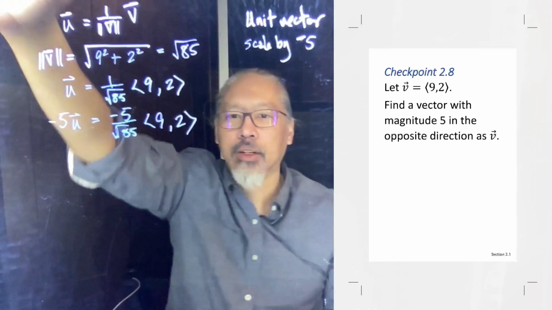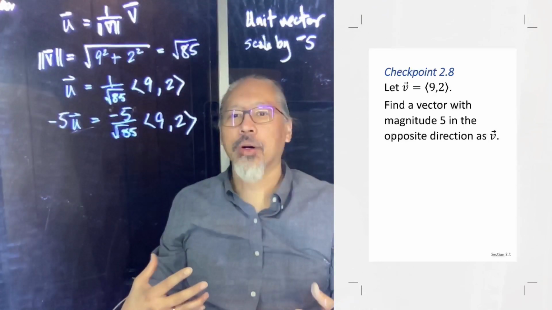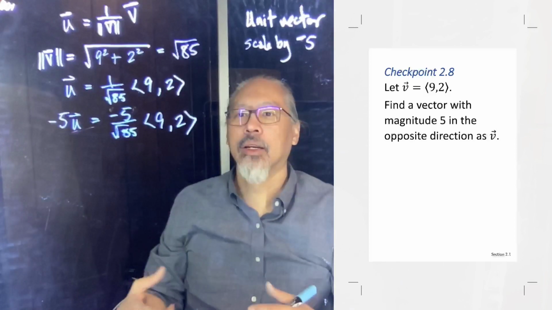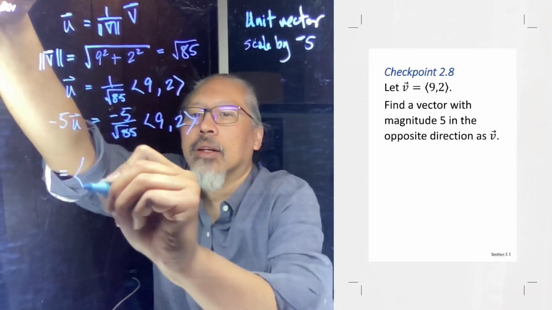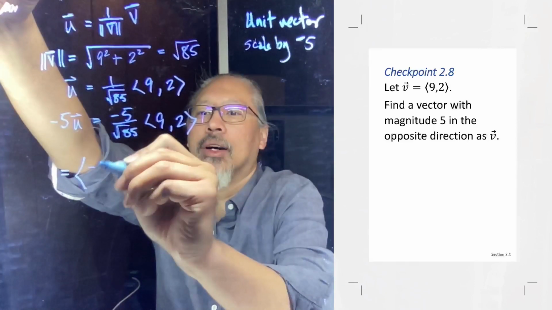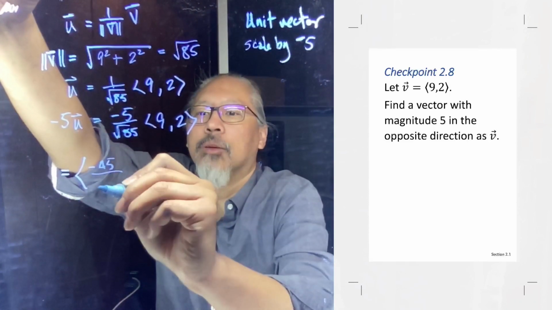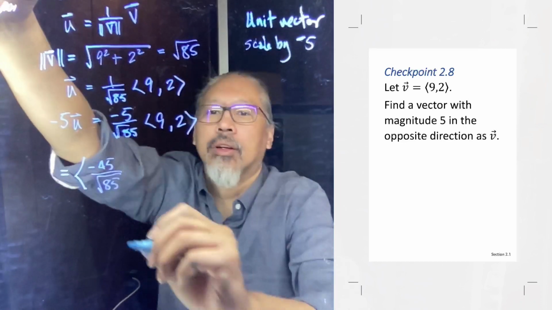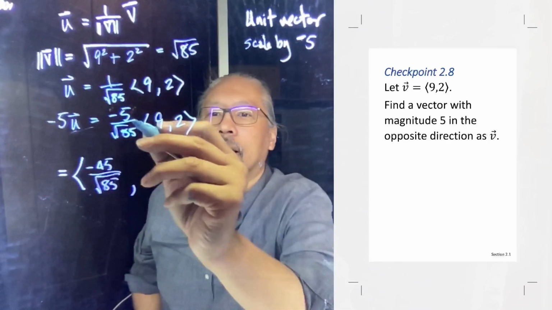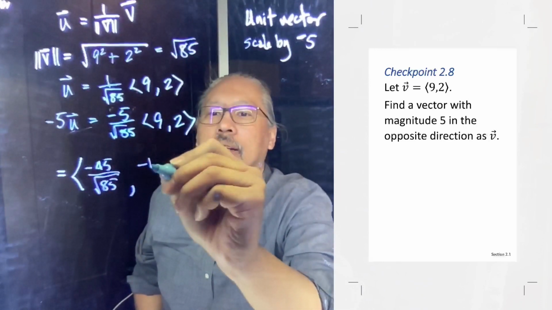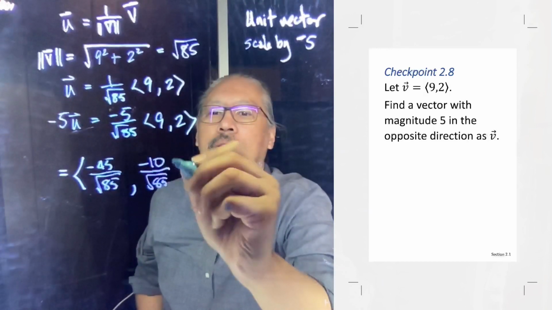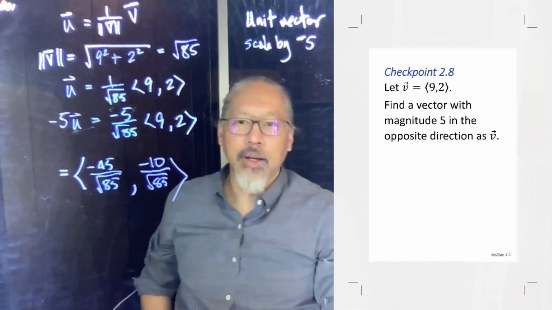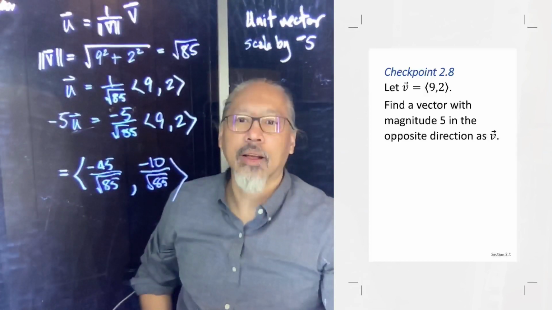And then just to complete it, we want it all in component form, so let's take our scalar and multiply it all the way through. And this is going to give us -45 divided by square root of 85, and then comma, and then -5 times 2 is -10 over square root of 85. Okay, that's our vector. I hope that helps.